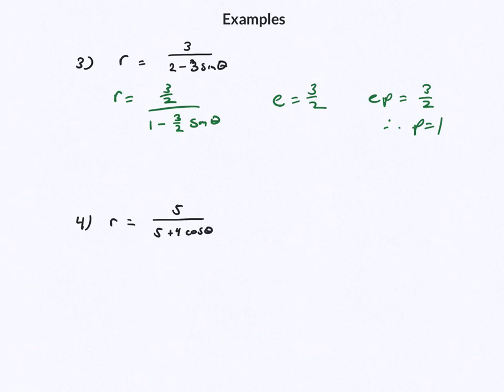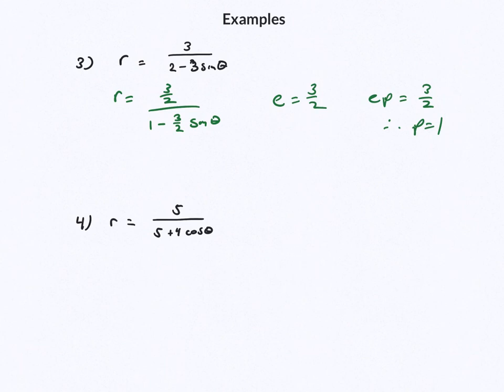So in this case, I have a hyperbola. And I know the distance to the directrix is 1 unit, and since it's a minus here, it's 1 unit below the pole, 1 unit below the focus. Let's take a look at this next example.